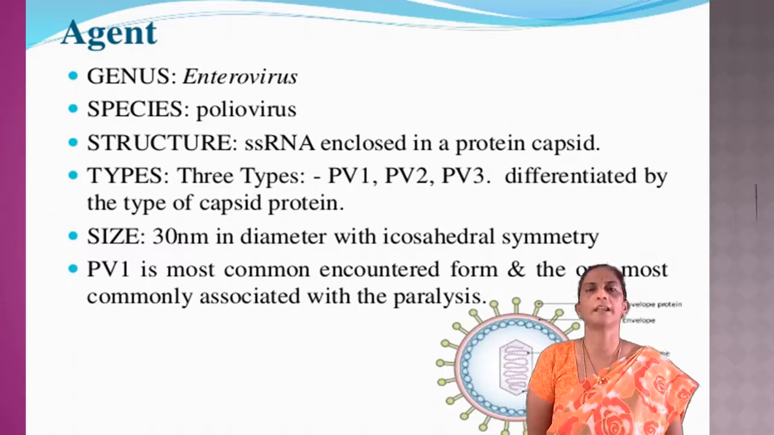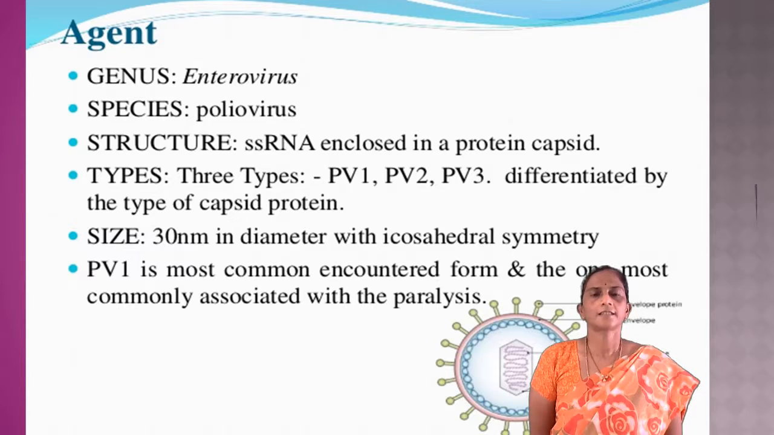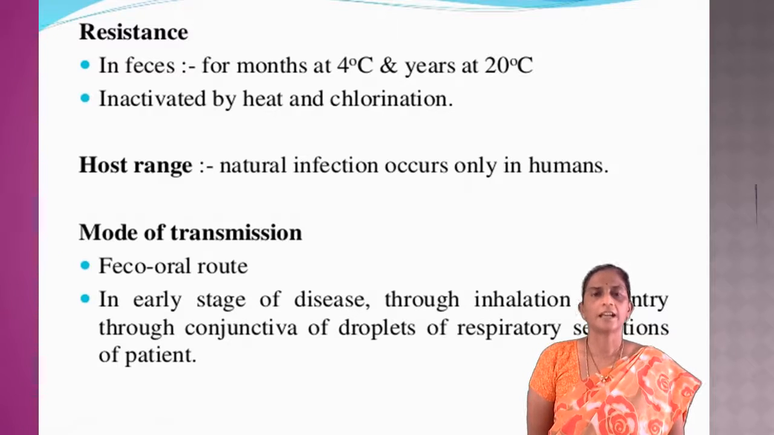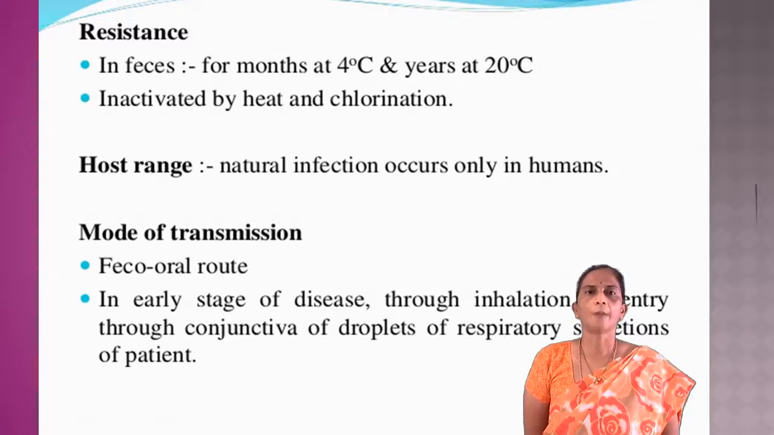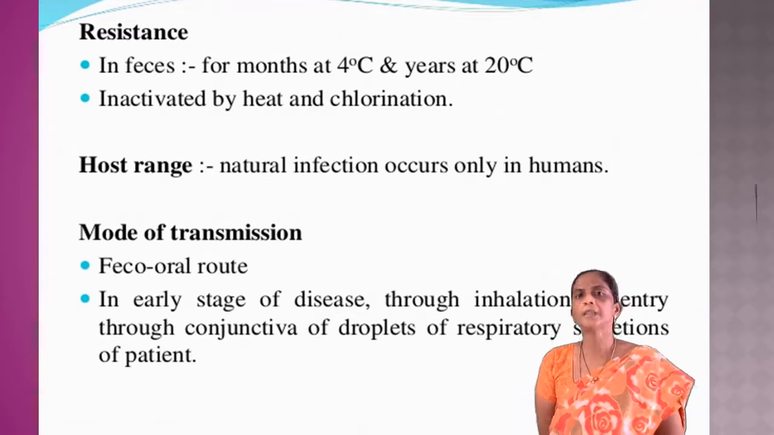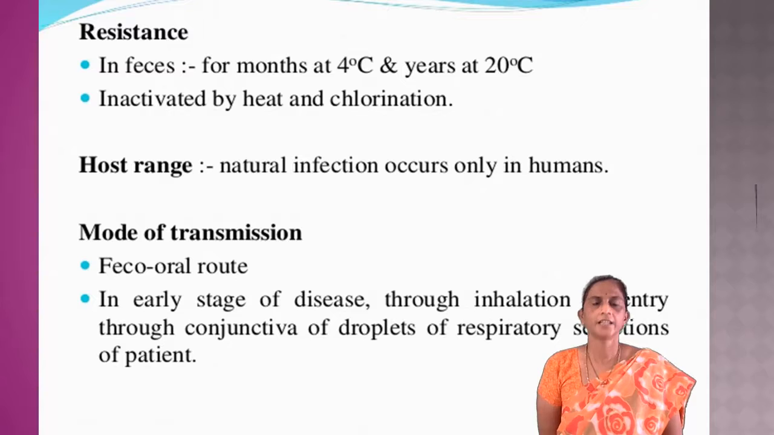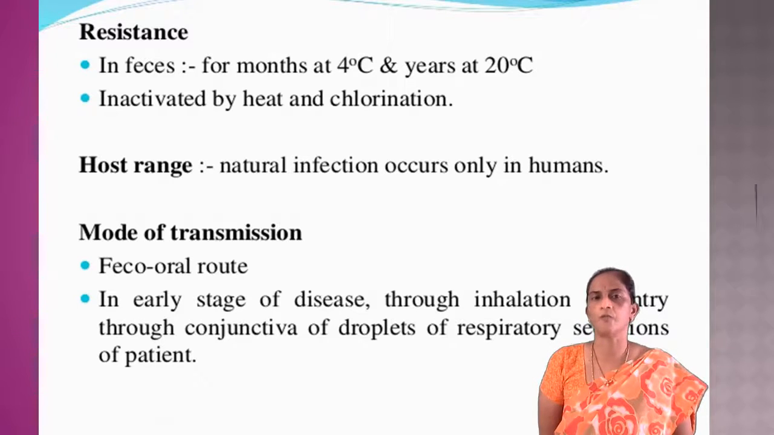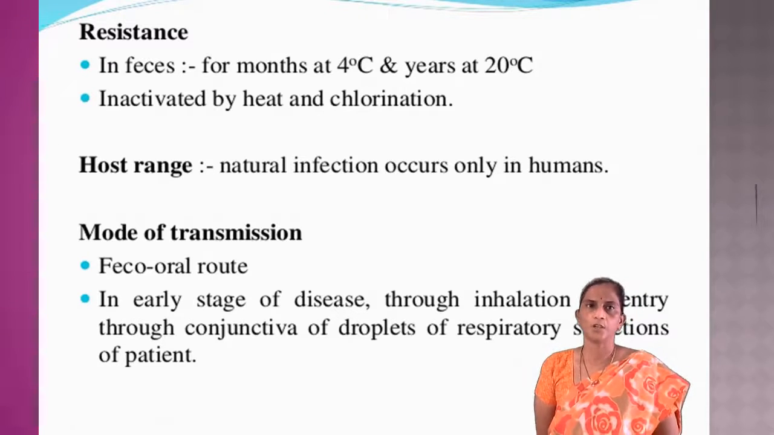It causes paralysis. Next, coming to the resistance, this virus can survive up to 1 year at 20 degrees centigrade, and up to 1 month in freezers at 4 degrees centigrade. It can be inactivated by heat and chlorination of water. That means chlorination of water kills poliovirus. Boiling of water also kills the poliovirus.